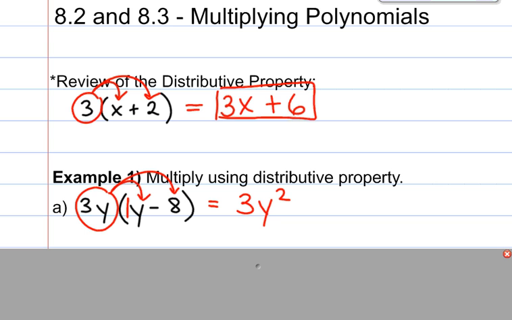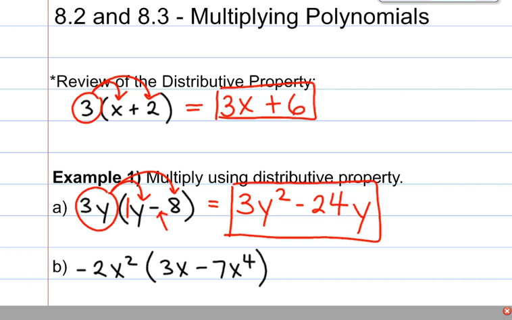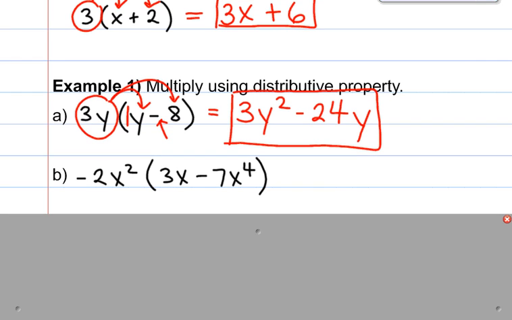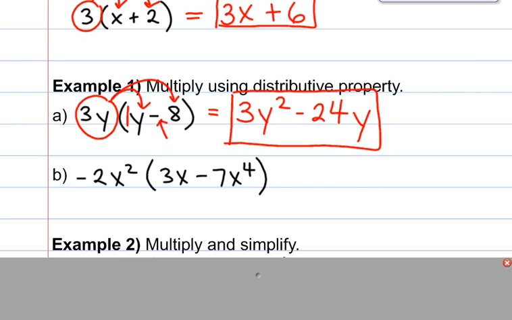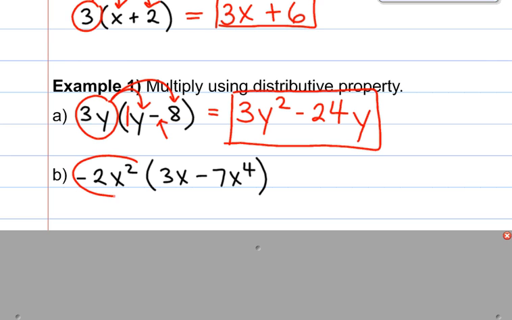So that's 3y squared. Then the 3y gets multiplied by, be careful, negative 8. So 3 times negative 8 is negative 24y. Now these are not like terms, so this is my final answer. They cannot be combined. For the last one, we're making it a little more complicated with what you see in front, and that is the negative 2x squared. This whole thing, including the sign in front, gets distributed inside. So that's negative 2x squared times 3x.